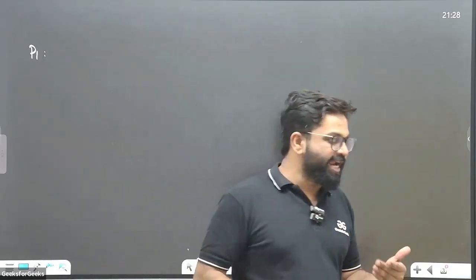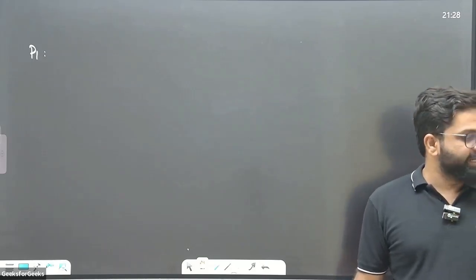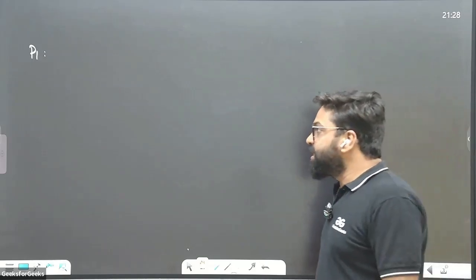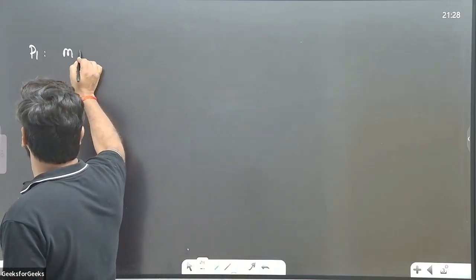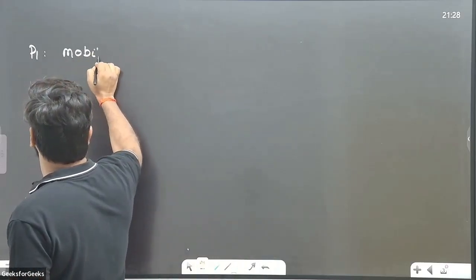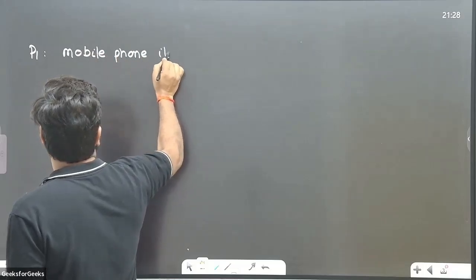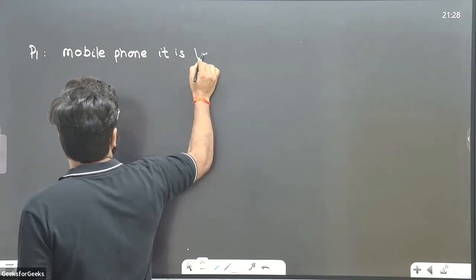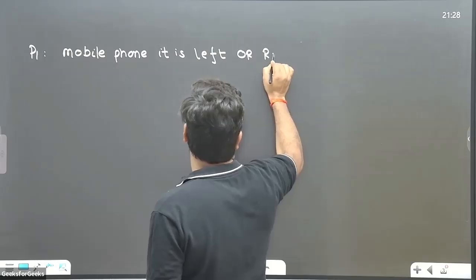So here this is my one premise. I am trying to generate one rule here in a simple way. Let's consider there is one premise, and it says that my mobile phone is either in the left pocket or the right pocket.